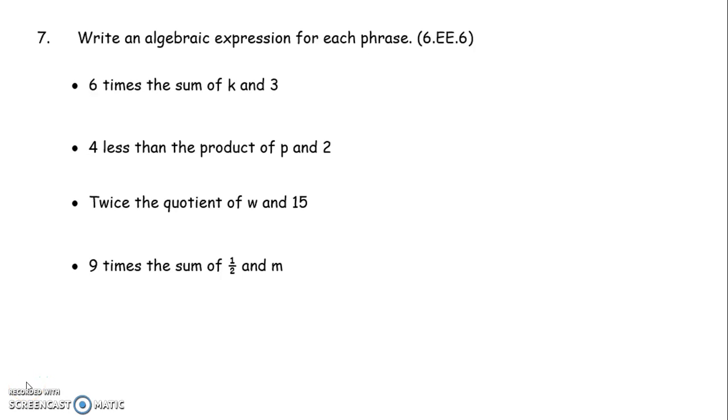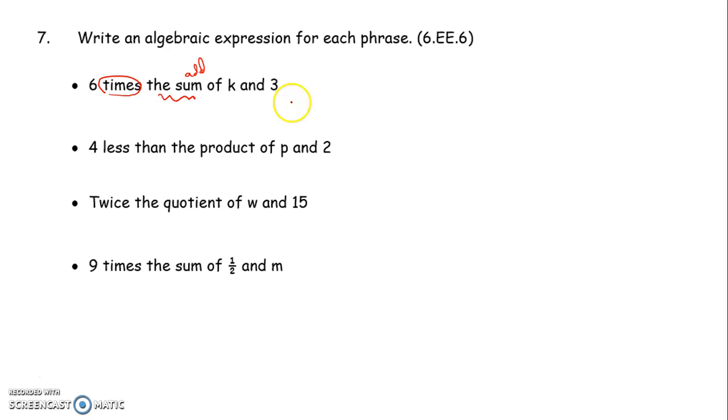This video is to help you with number 7 on CR Helper number 30. It says write an algebraic expression for each phrase. Okay, so let's look at the first one. 6 times the sum of k and 3. You have to know what the word sum means. The word sum means to add.